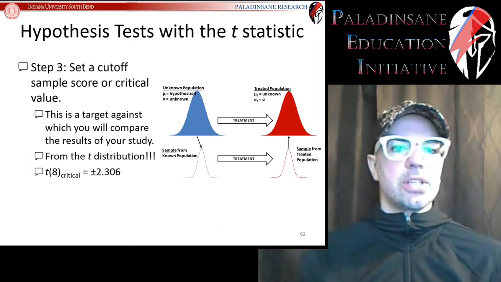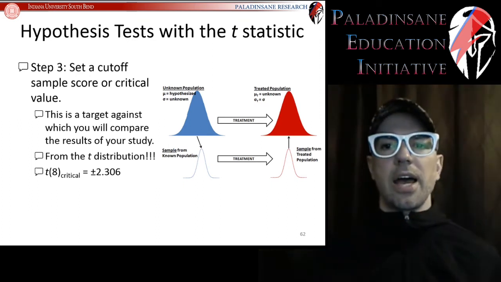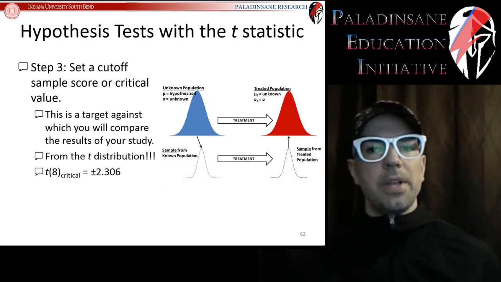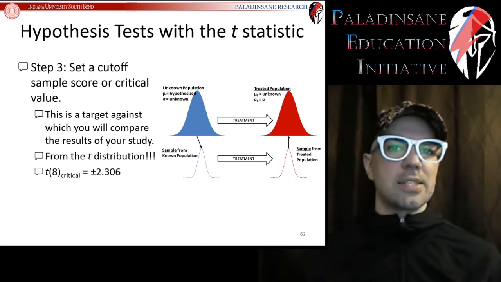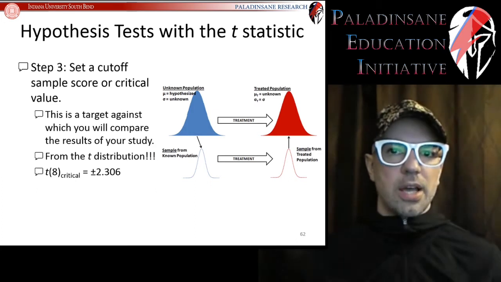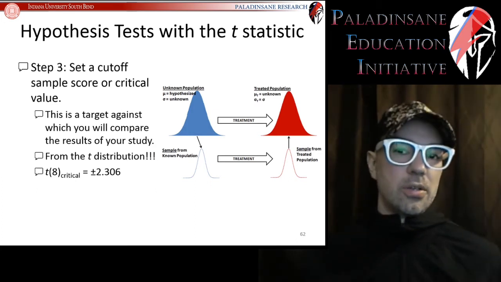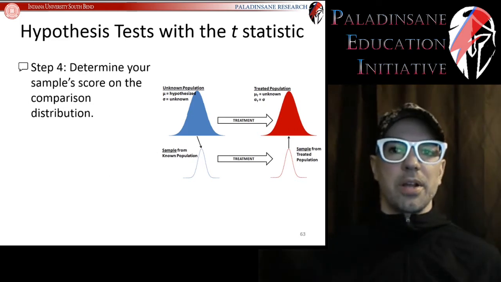So t with 8 degrees of freedom equals plus or minus 2.306. Those are our lines in the sand. What we need to do now, we have our lines in the sand. We need to figure out, did our sample cross that line? Did our sample go beyond one of those lines in the sand? And in order to do that, we need to calculate our sample's score on that comparison distribution.